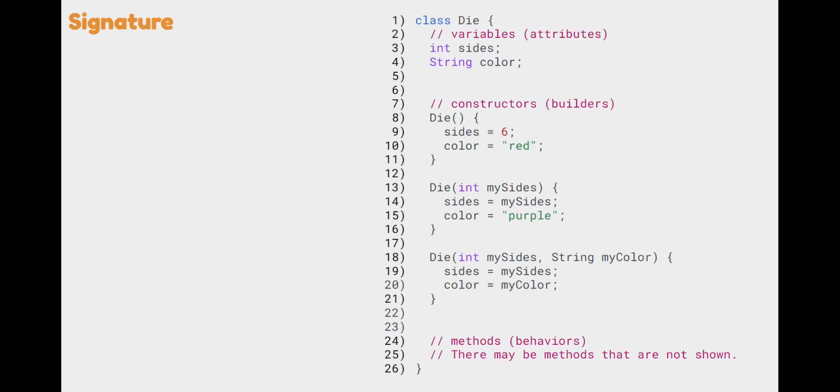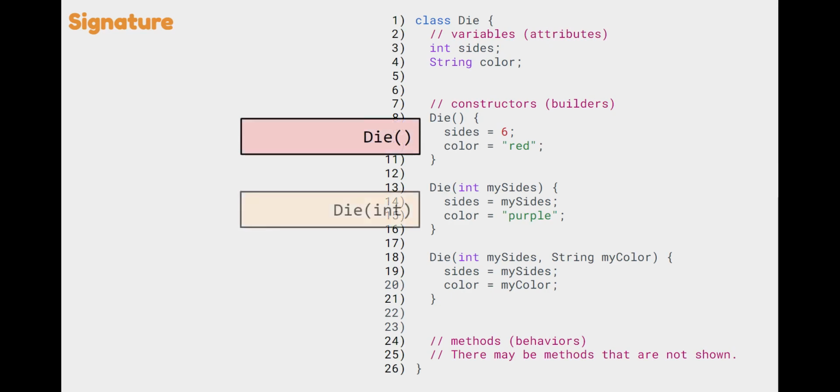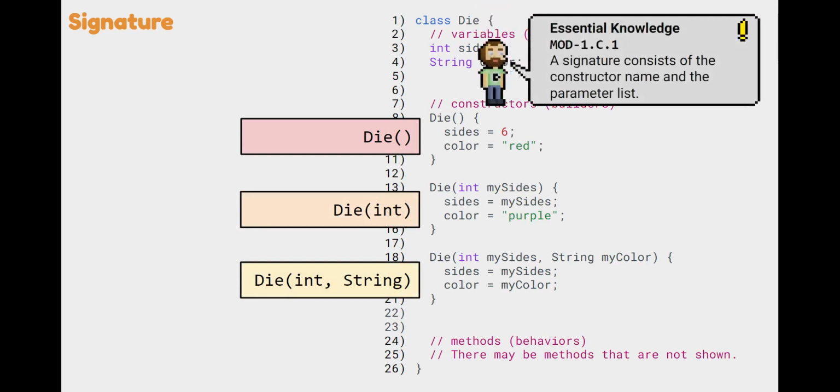So here we see our Die class. Go ahead and try to identify the signatures of the constructors in the class. Looking at line 8, our signature is just Die with no parameters. Line 13, we have another constructor. Its signature is Die and it accepts an int. And on line 18, the signature is Die, int, String. So all of those signatures are unique. That aligns with our essential knowledge. A signature consists of the constructor name and the parameter list. So this is an acceptable class definition.